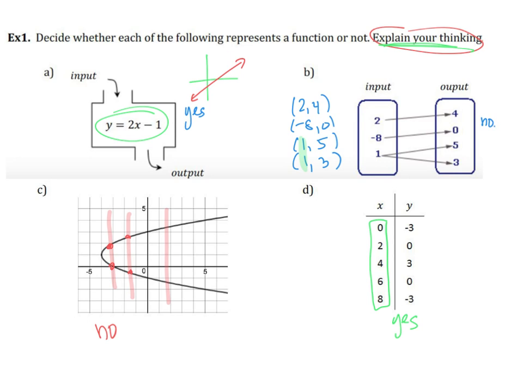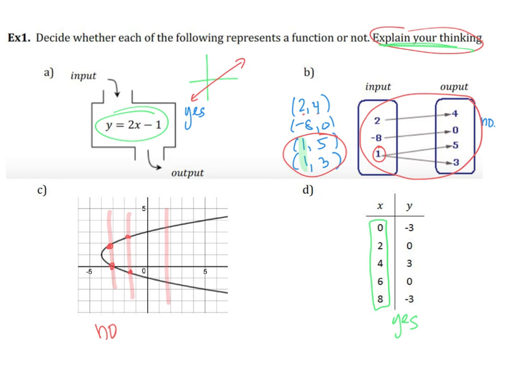If you look at letter B, that was no, it is not a function. Why is it not a function? Well, if I wrote these as ordered pairs, 2 maps to 4, -8 maps to 0, 1 maps to 5, but 1 also maps to 3. So because there's not exactly one output value, we do not have a function because the x repeats itself.